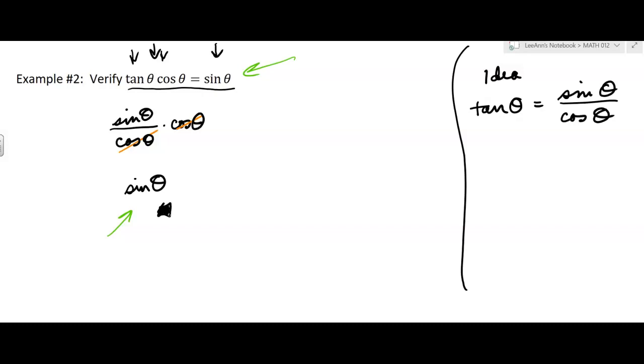We used one identity. We put the identity in. We used some algebra to say, oh, cosines cancel, and we got the answer. We verified it. We already know the answer. We know they're equal to each other. Okay? So if you're saying, oh, this isn't going to work, no, we know that they're equal to it, unless I typed something wrong.